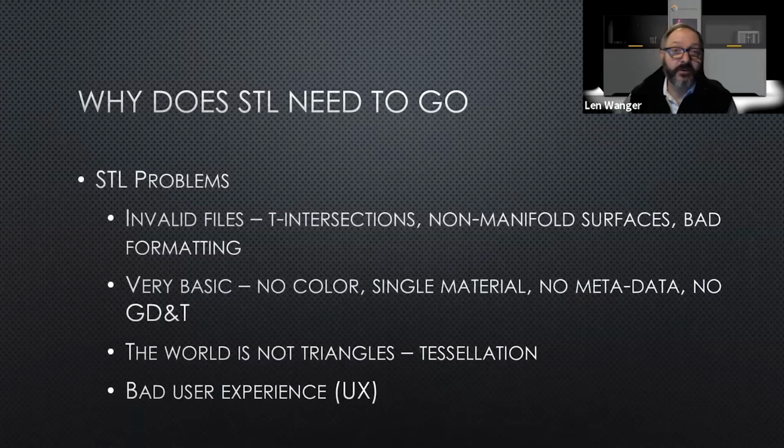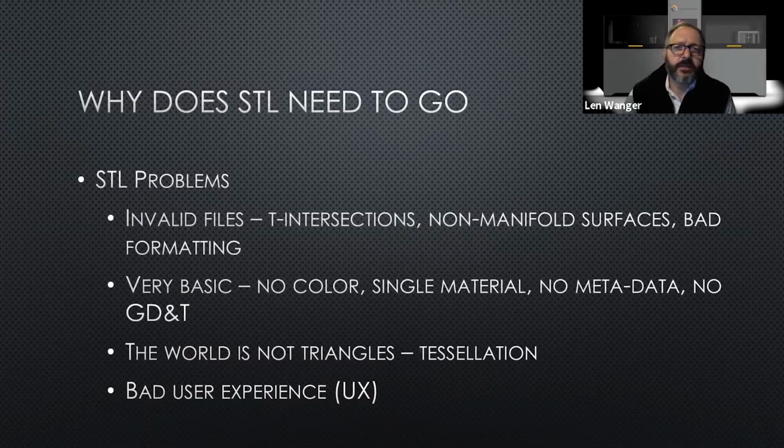A lot of invalid files come out. You've got T-intersections and non-manifold surfaces and bad formatting. So you end up bringing them into software that has to repair them and do a lot of processing on them. It's very basic. It doesn't have any color information. It's a single material. In fact, it doesn't specify the material at all. There's no metadata with it.